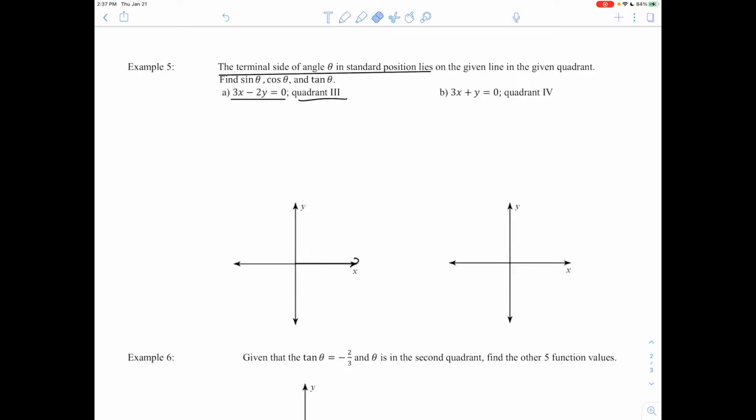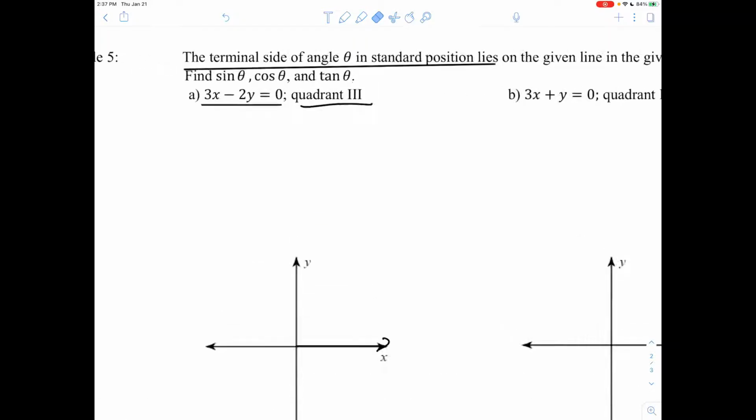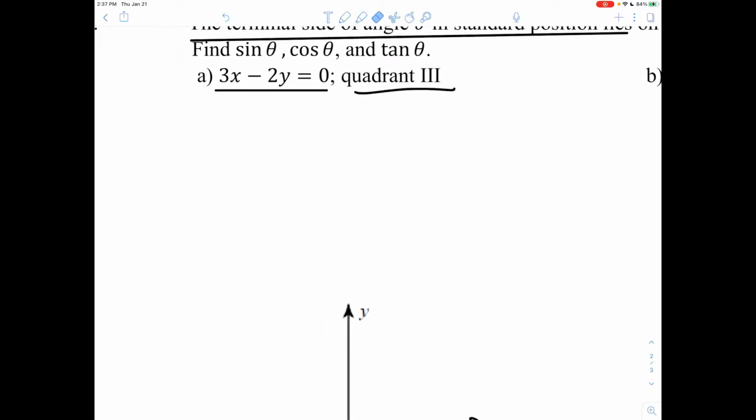Okay, so let me erase that, and let's actually get a line. So here I've given you the equation of a line. So 3x minus 2y equals 0. Might be good to just put this in slope-intercept form so that you can graph it.